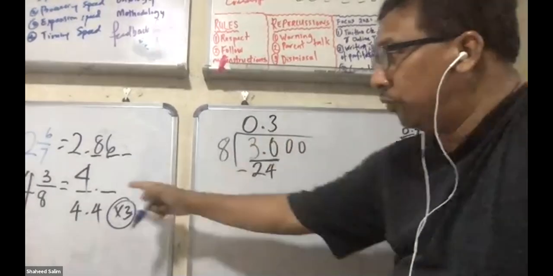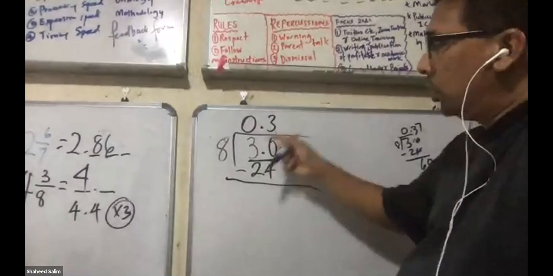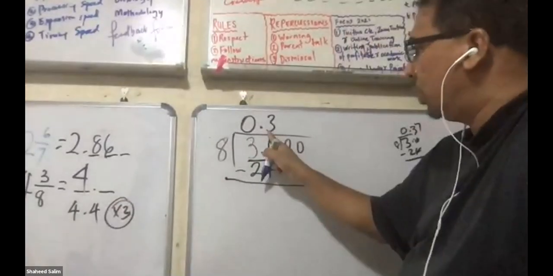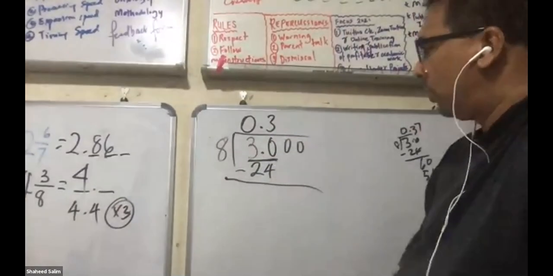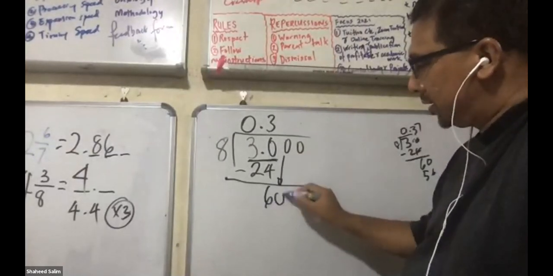So it could be 4.3. Could be. But let us see. Now, in order to get one decimal place, you must make sure you have two decimal places, then you can round off. 30 minus 24 is 6.